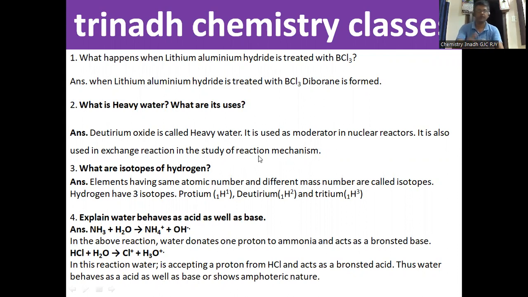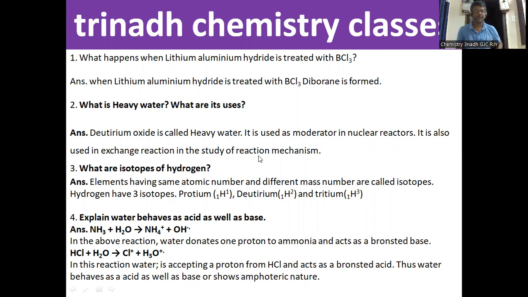Next one is, what are isotopes of hydrogen? We know that elements having the same atomic number but different mass numbers are called isotopes. So hydrogen has 3 isotopes: protium 1H1, deuterium 1H2, and tritium 1H3. The abundance of protium is very high, 99.5%, deuterium is very less, 0.015%, and tritium is in traces.